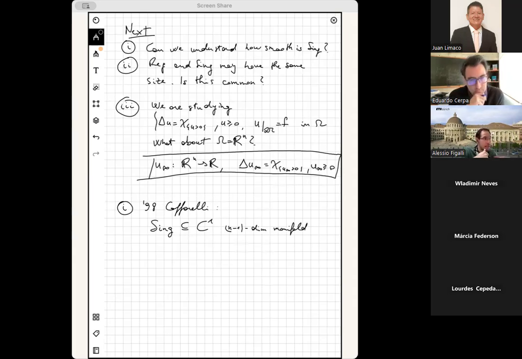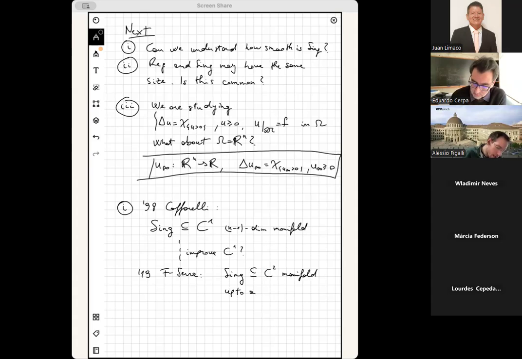So this was the first result in this direction, but then you could ask yourself, can you improve this C^1 regularity? Trying to improve this has been kind of a long story. In 2019, myself and Serra proved that the singular set is contained in a C^2 manifold. So you gain one derivative, up to a set of dimension n-3. So what we proved was that you can improve Caffarelli's result. You can go from C^1 to C^2, but you have to pay a price. Inside the singular set, there will be points which are nice and points which are more ugly.